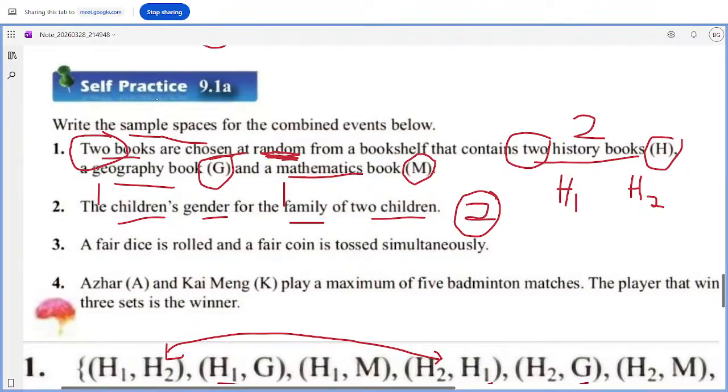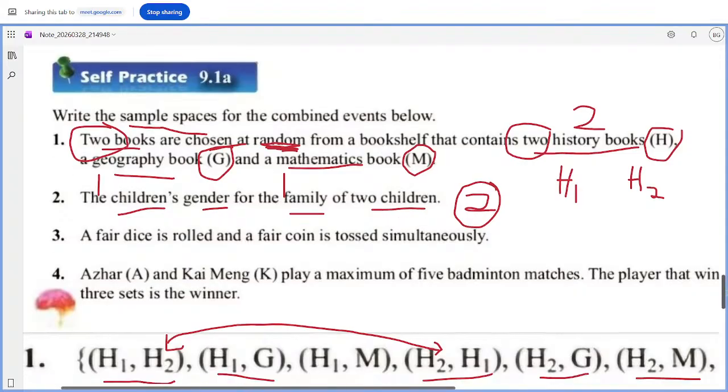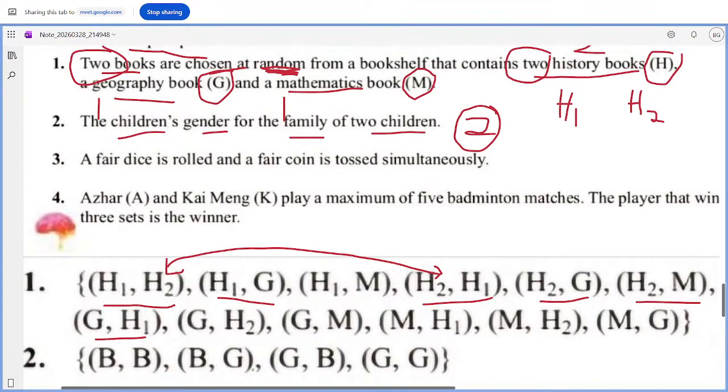Okay, so now sample space. How many total children's genders when you have a family of 2 children? Very simple. It means when the 2 children are born, what are the possibilities you can get? Male, female, or boy, girl is the same. So yes, total is 4: boy boy, boy girl, girl boy, and also girl girl.